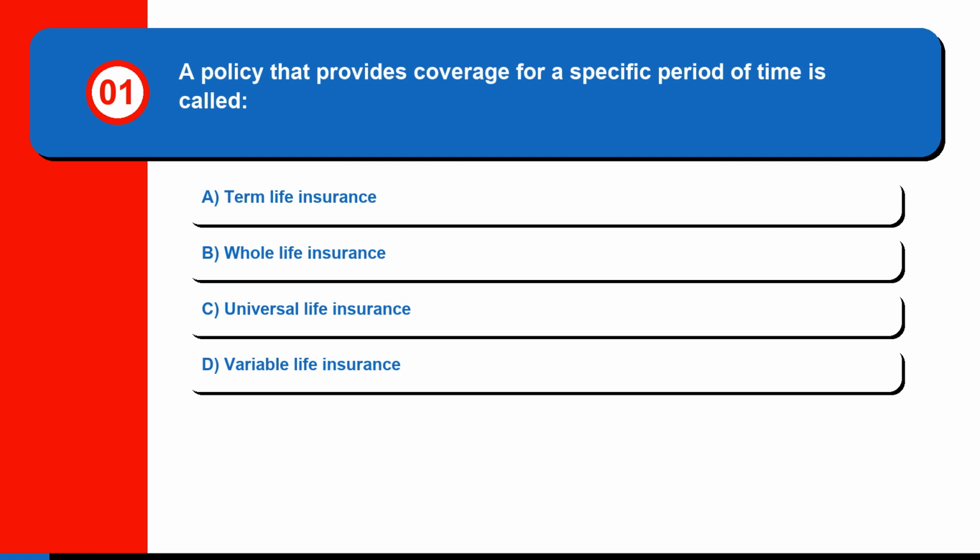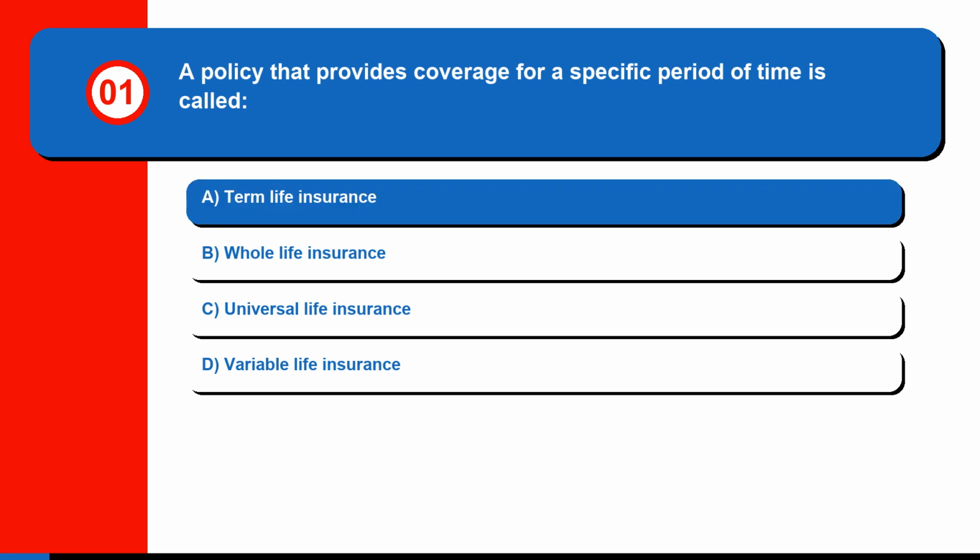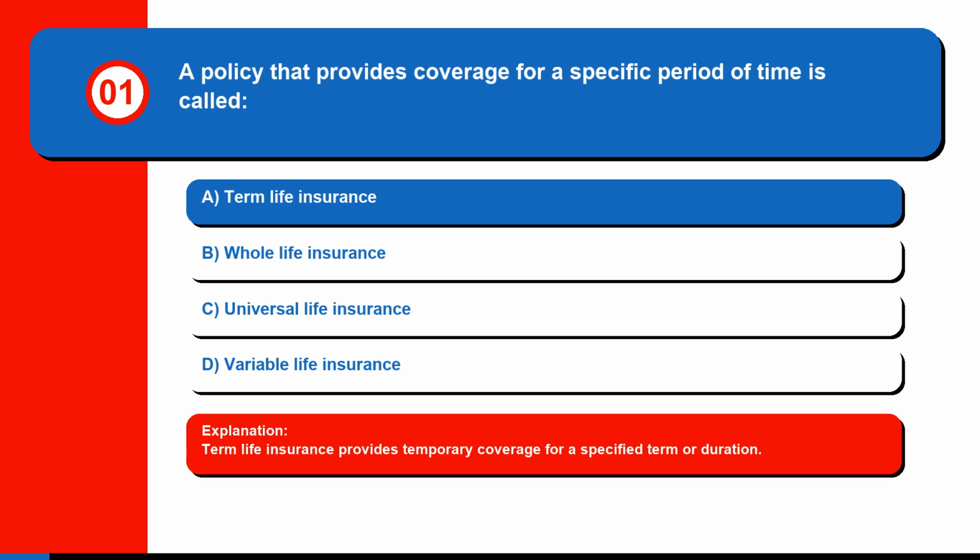Question 1. A policy that provides coverage for a specific period of time is called A. Term life insurance, B. Whole life insurance, C. Universal life insurance, or D. Variable life insurance. The correct answer is A. Term life insurance. Term life insurance provides temporary coverage for a specified term or duration.